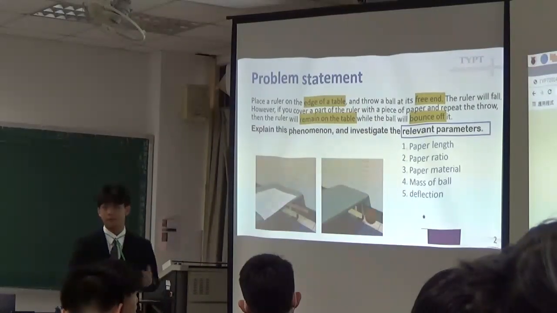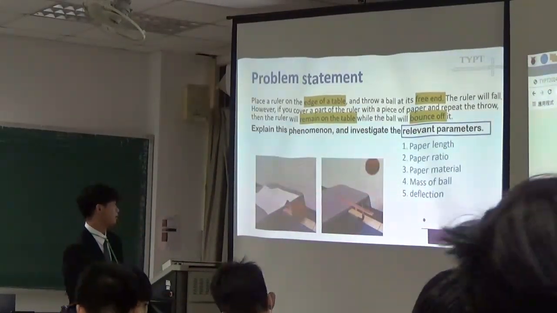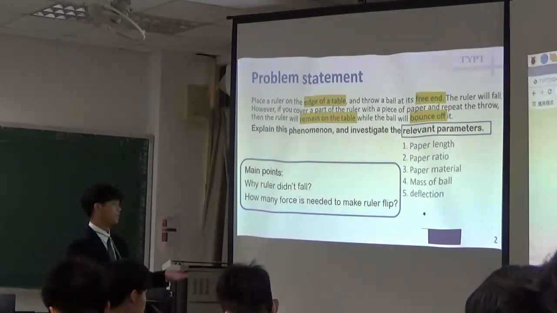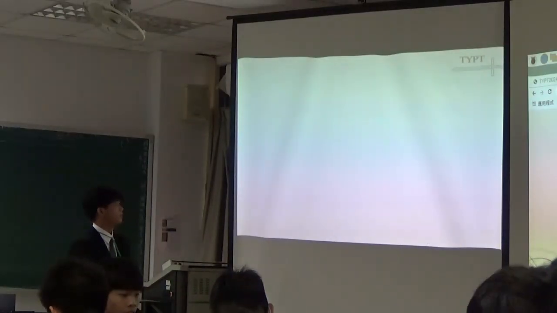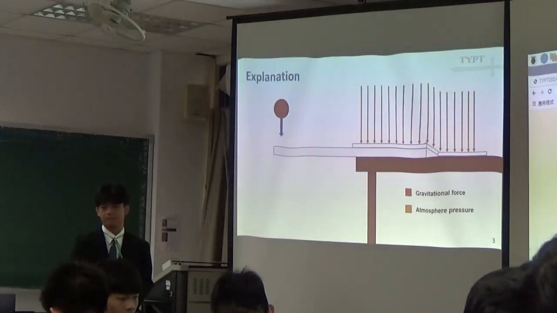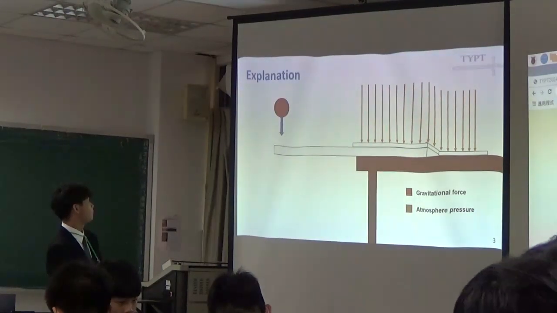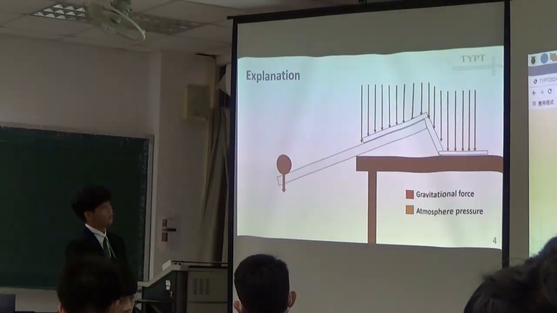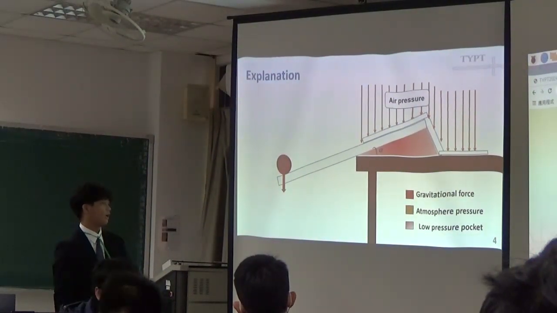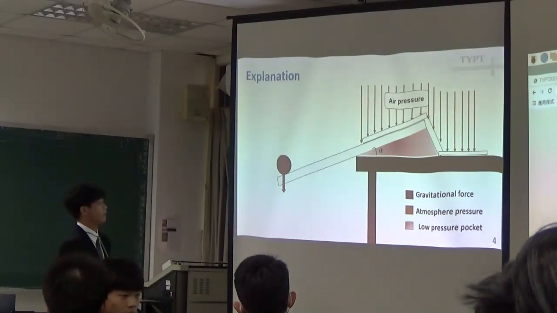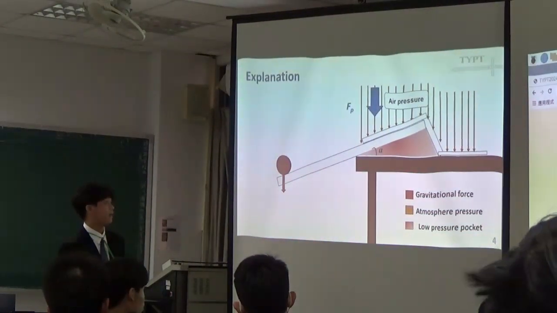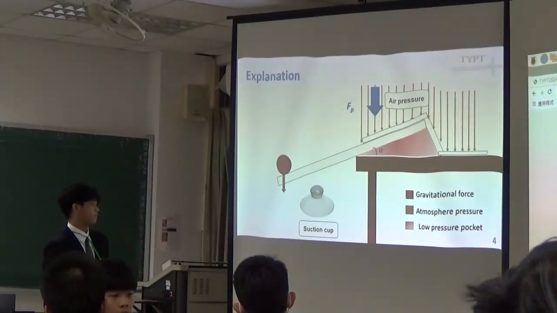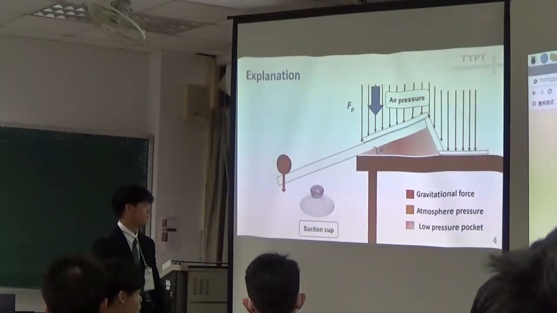Here are the relevant parameters I have examined in my experiments. Our main focus is why the ruler didn't fall and how much force is needed to make the ruler flip. First, let's look into the mechanism behind this phenomenon. When the ball hits the ruler, it makes the ruler lean over like this. Then there will be a lower pressure pocket under the paper. Therefore, there will be a downward force that makes the ruler stay on the table. This physics is very similar to a suction cup.